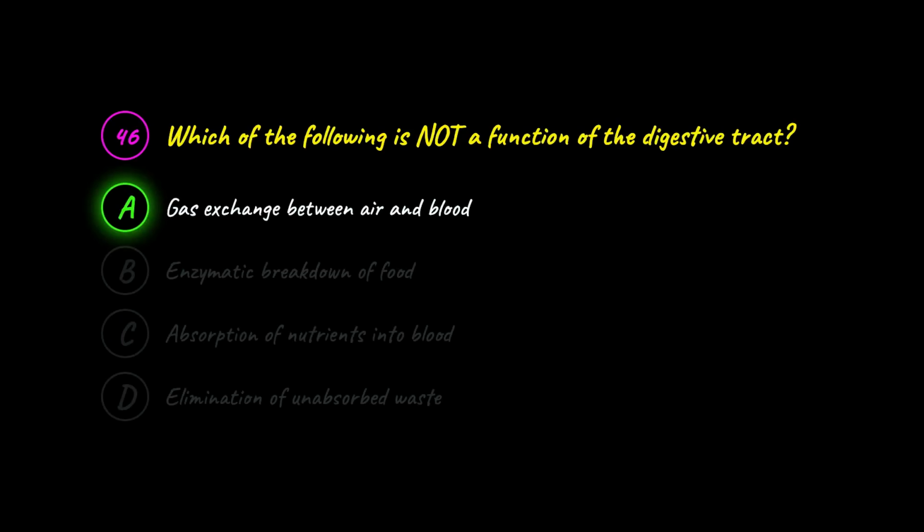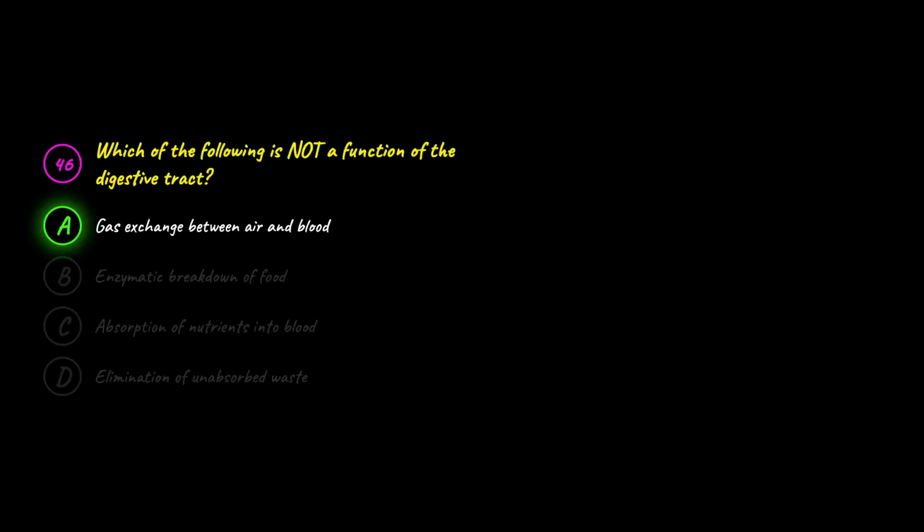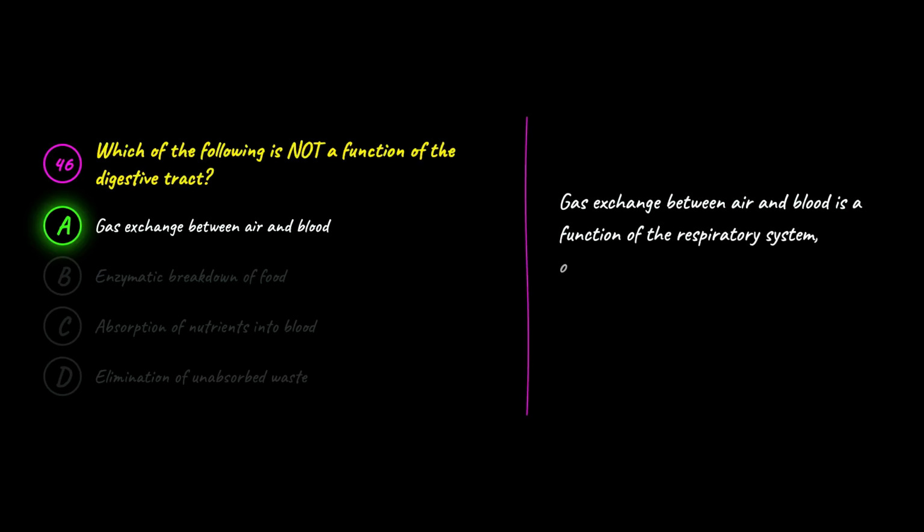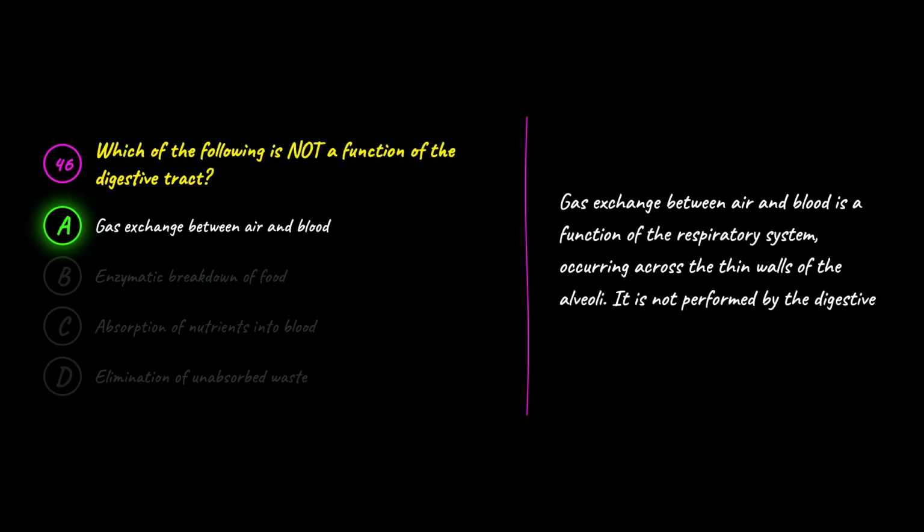The correct answer is A. Gas exchange between air and blood. A is correct because gas exchange between air and blood is a function of the respiratory system occurring across the thin walls of the alveoli. It is not performed by the digestive tract or its accessory organs.